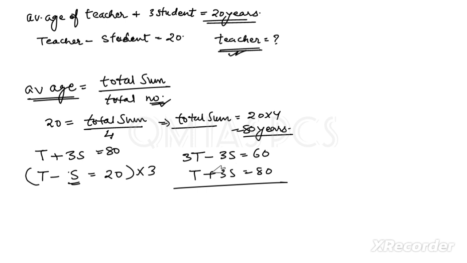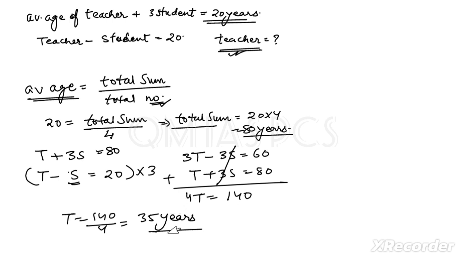You can see there are opposite signs, plus and minus, so simply you can add, and it will be cancelled out. So it will be 4T is equal to how much? 140. So what is the value of T? T is equal to 140 by 4, that means it will be 35. So the teacher's age will be 35 years. Is it easy? Right? So this was from UPSC 2020.